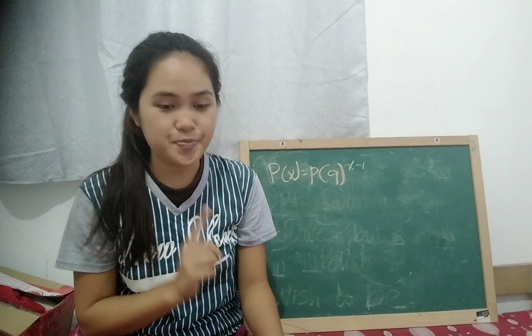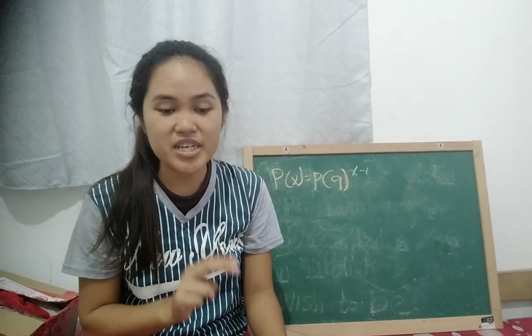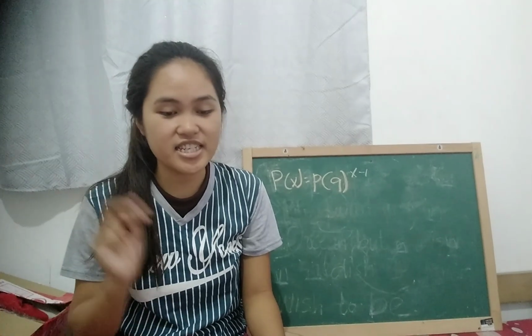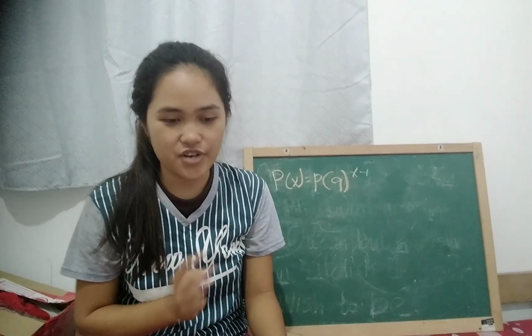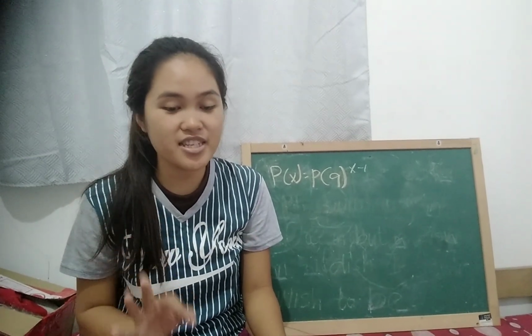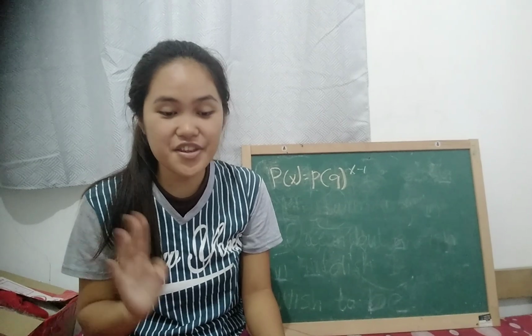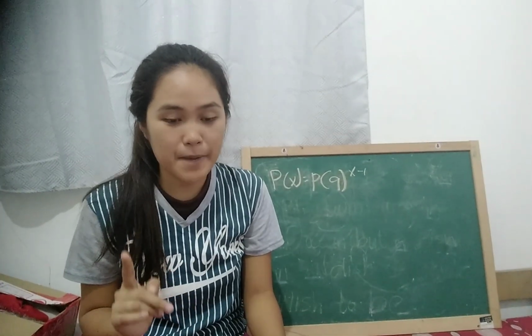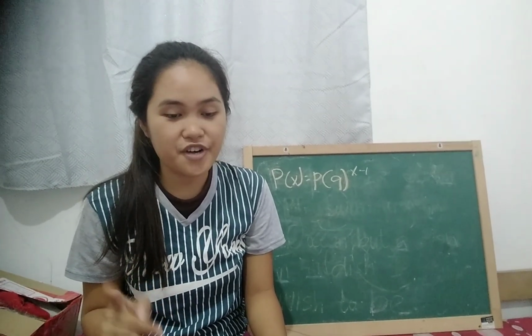First, a trial is repeated until a success occurs. Second, the repeated trials are independent of each other. Third, the probability of success is constant for each trial. And the last, the random variable x represents the number of the trial in which the first success occurs.